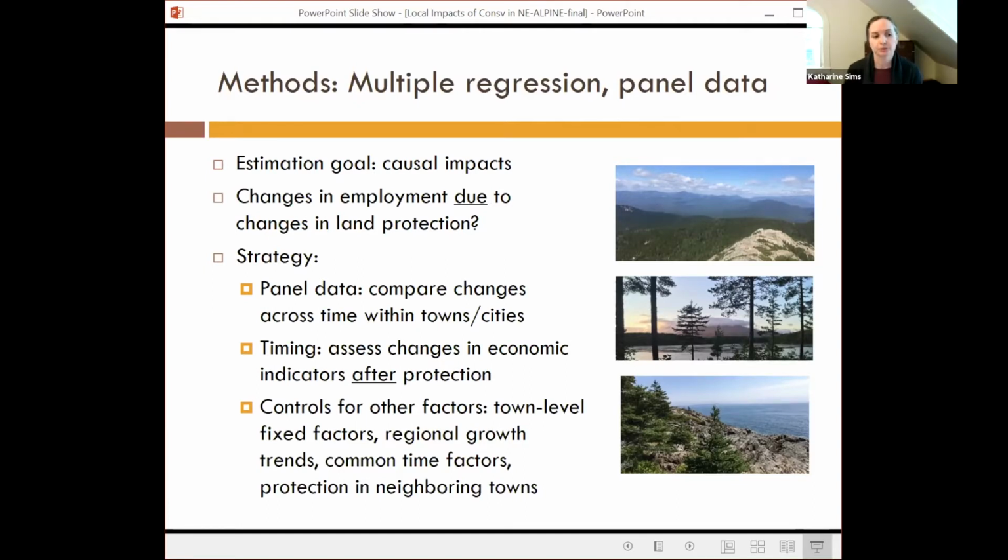We're going to also include regional growth trends. So we know, for instance, that the Boston metro area, the Hartford metro area grew relatively quickly over this period. And so we want to try to account for that with these growth trends. We're going to include common time factors, dummies that would take into account national recessions or expansions in those periods. And we want to control also for protected land among neighboring towns, because those might also affect the amenity values or recreation spending in each town.